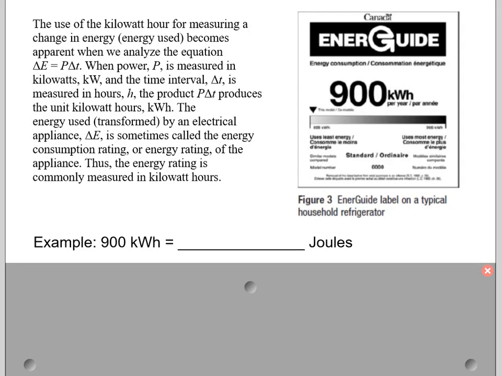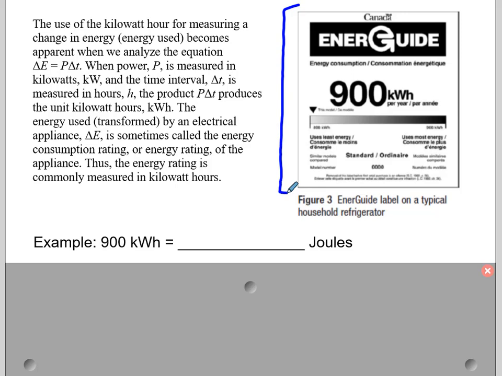If you are in the process of buying appliances, or if you've walked through an appliance section in a store, or your parents have bought them, you might see a sign like this, where it says 900 kilowatt hours per year. That's an average, but they put 900 kilowatt hours on there as a guide.